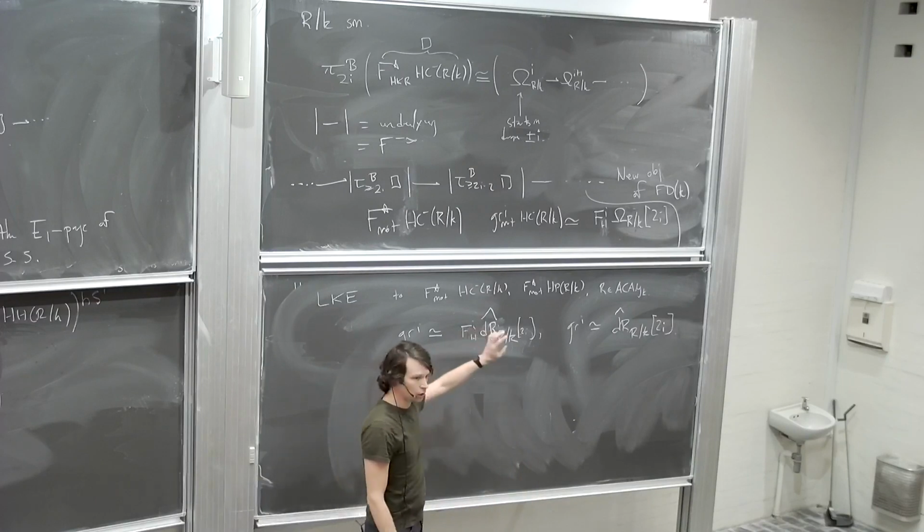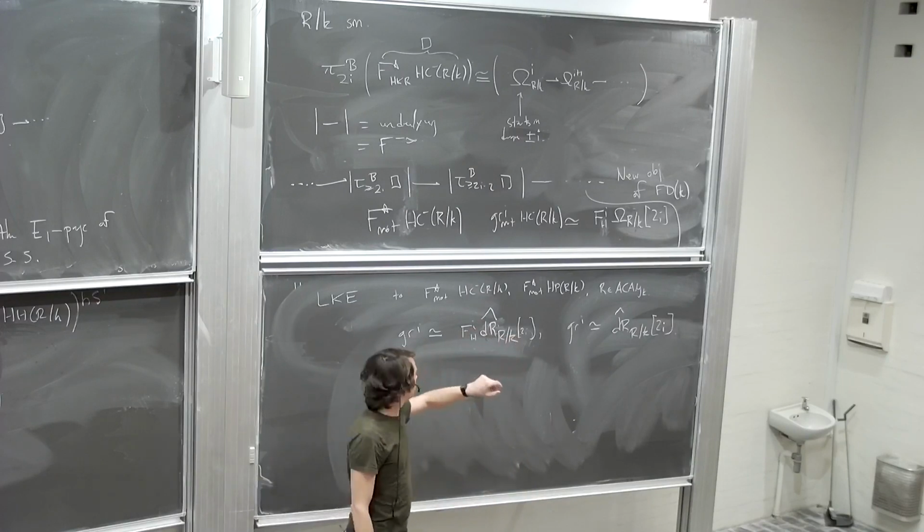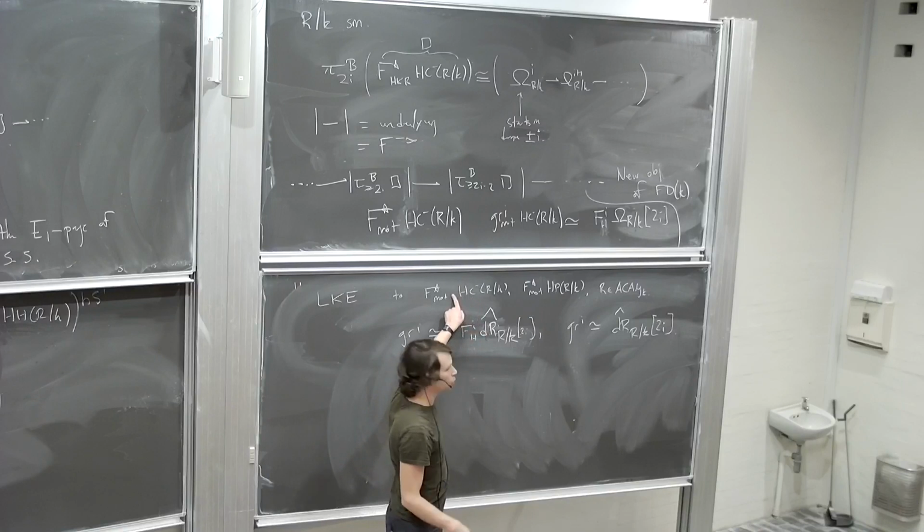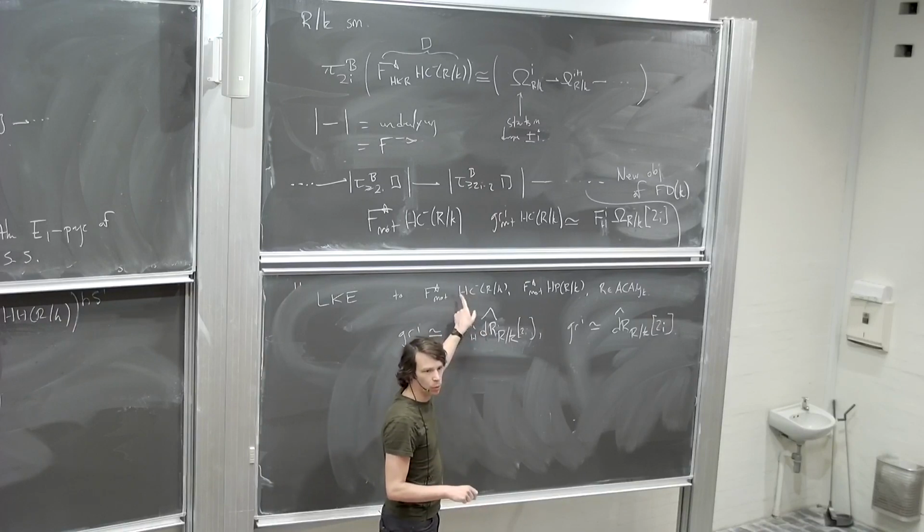This left Kan extension is a little subtle, but these filtrations will in general be complete, and they'll be exhaustive under some quasi-lci-ness conditions, okay?